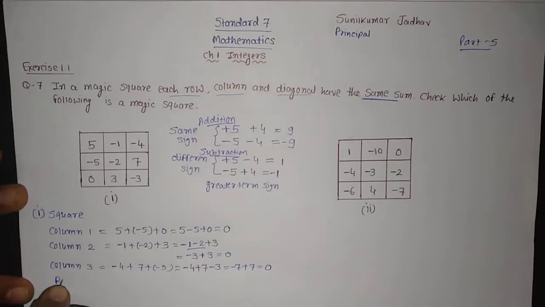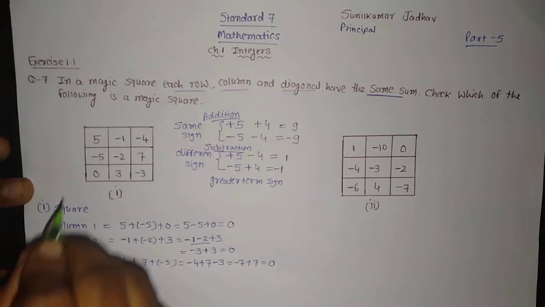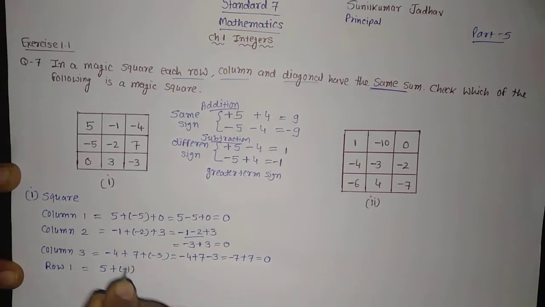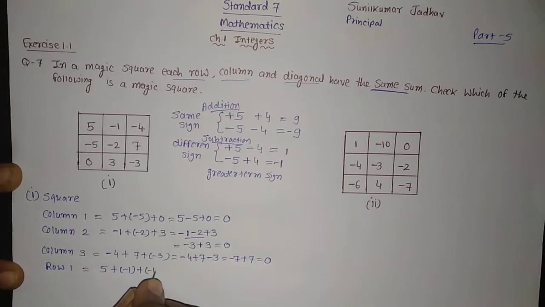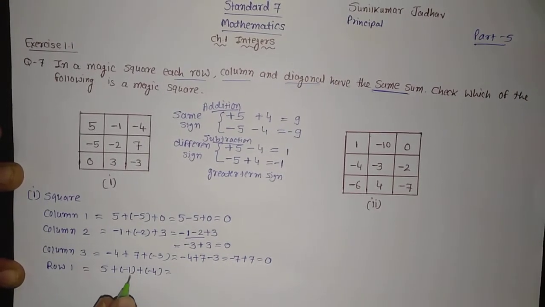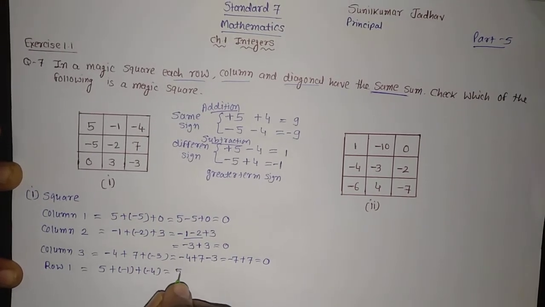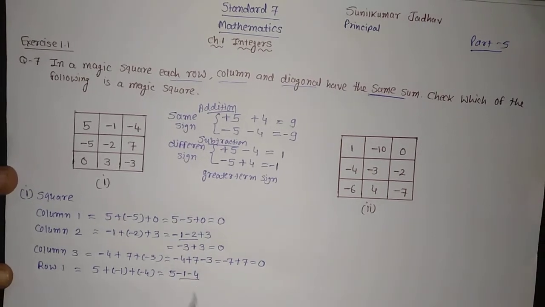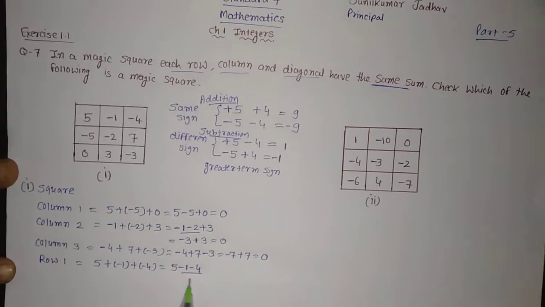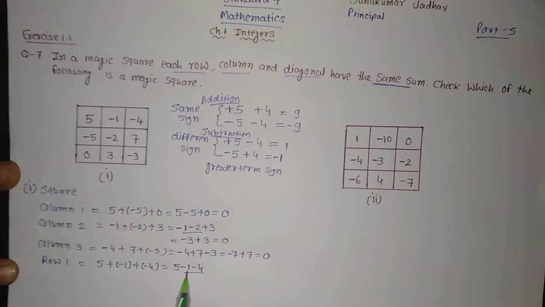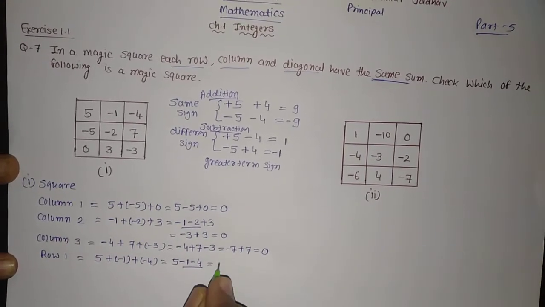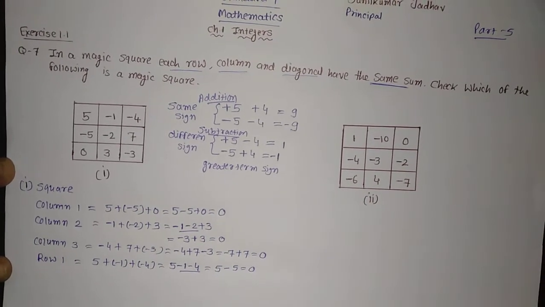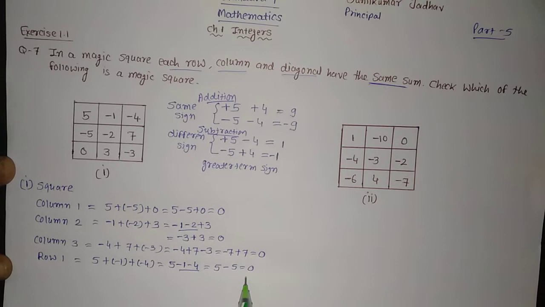I will write it with row number 1. It is 5 plus minus 1 plus minus 4. Again you can see plus minus minus plus minus minus. So 5 minus 1 minus 4. As I told you, this has the same sign. So we'll do the addition. 4 plus 1 is equal to 5 and we'll keep the minus sign. And this 5 as it is. 5 minus 5 is also equal to 0. So row 1 is also having the same answer 0.